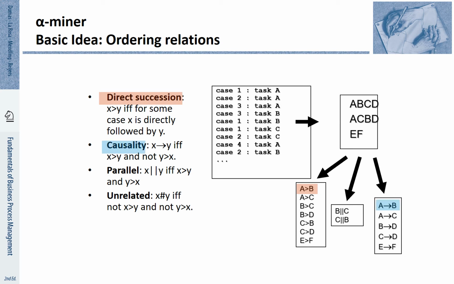A pair of activities like A and B is called causally related if we have observed that A is followed by B, but never B is followed by A. We call two activities parallel if we have observed that here, in this case, B was followed by C and also C was followed by B.